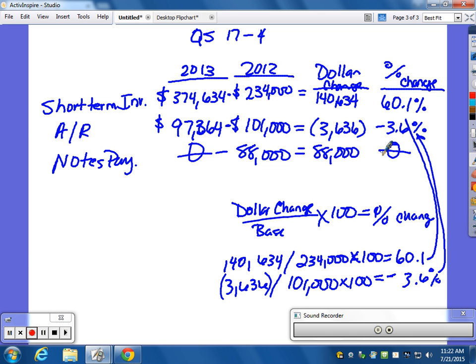Because look at the years. 0 minus 88,000. Look at the years though. You're going the opposite way. 2013 is the current year, right? And 2012 is the previous year. So you went from 88,000 down to 0. You didn't go from 0 up to 88,000.